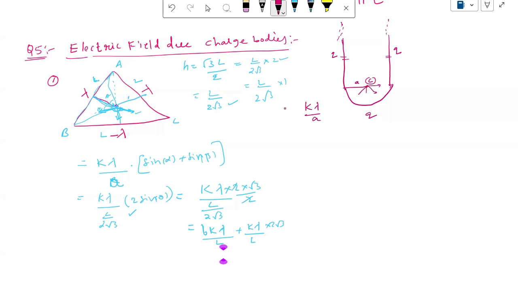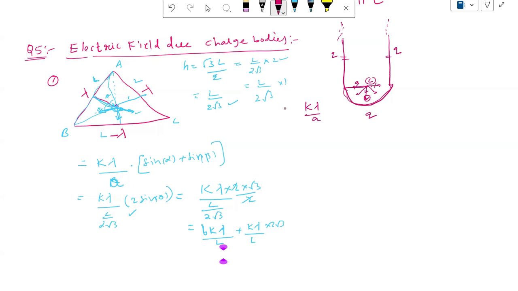Due to this rod the field is like this, and due to this one like this. So these two fields are added. The X components cancel and only the EY components will be there. And now this is the arc.